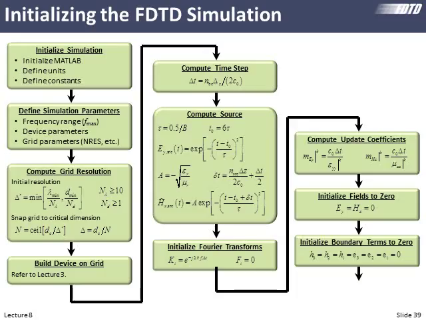Then we'll initialize our Fourier transforms. We calculate all the kernels, one kernel for every frequency we're interested in. We initialize our Fourier transforms to zero, and we have one of those for every frequency and every point. Whereas the kernels, we have only one for every frequency, no matter how many points. Then we calculate all the update coefficients. Then we set all the fields across our entire grid to zero. We'll also initialize those boundary terms to all zeros. Now we're ready to enter the main loop, the main time loop.